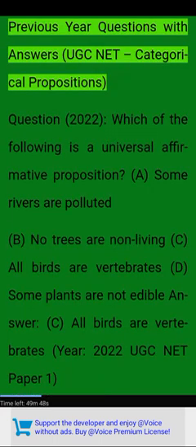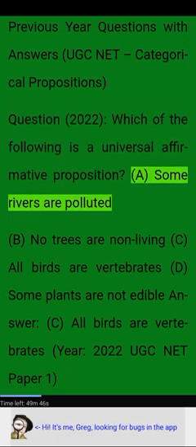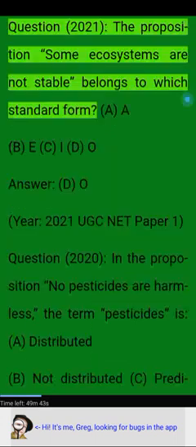UGC Net, categorical propositions. Question 2022, which of the following is a universal affirmative proposition? A. Some rivers are polluted. B. No trees are non-living. C. All birds are vertebrates. D. Some plants are not edible. Answer. C. All birds are vertebrates. Year 2022 UGC Net Paper 1.